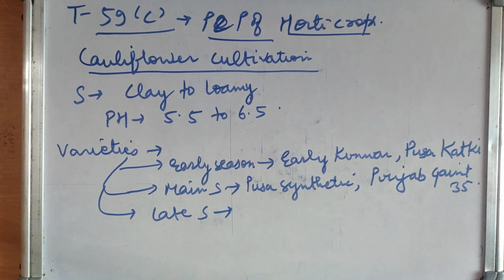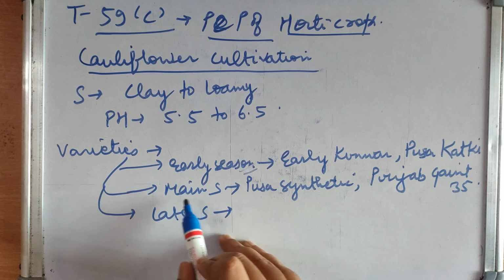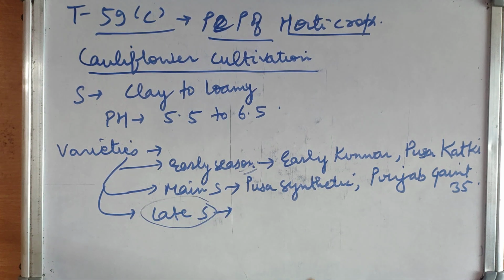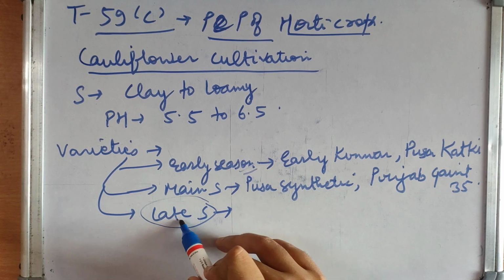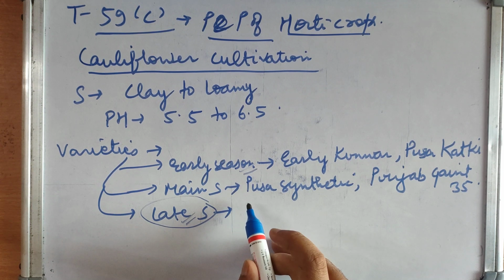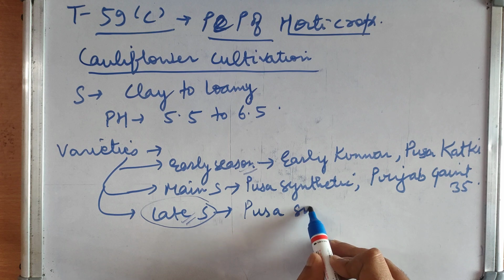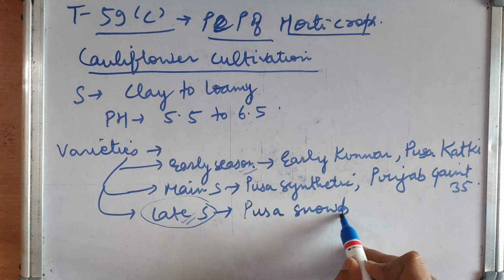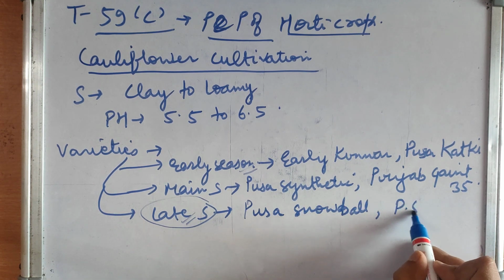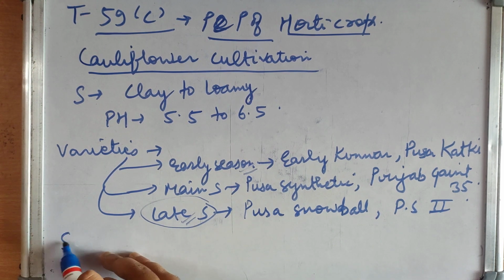Early season means before season. They will give their harvest before the normal harvest. Main season is normal time, and late season will give harvest after normal harvest. A little bit late cultivation is suitable here. Late season is Pusa Snowball and Pusa Snowball 2. So these are varieties. Now moving to seed rate.